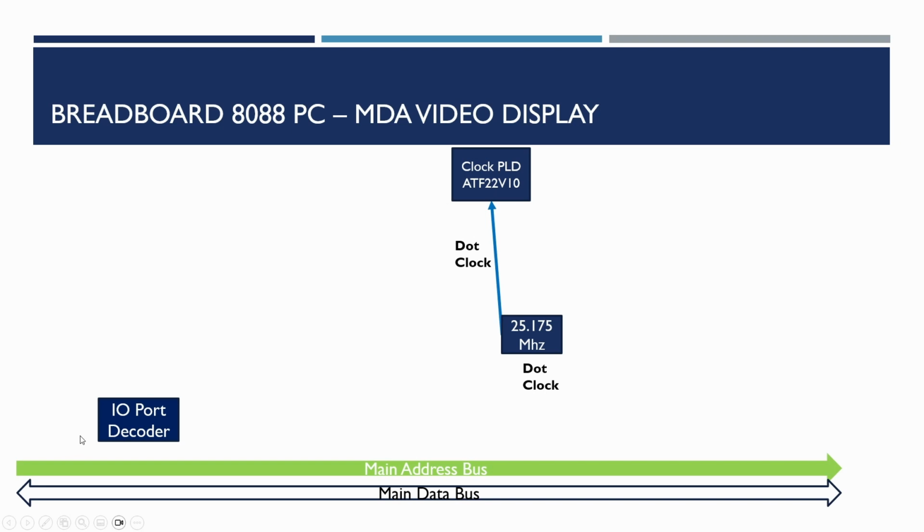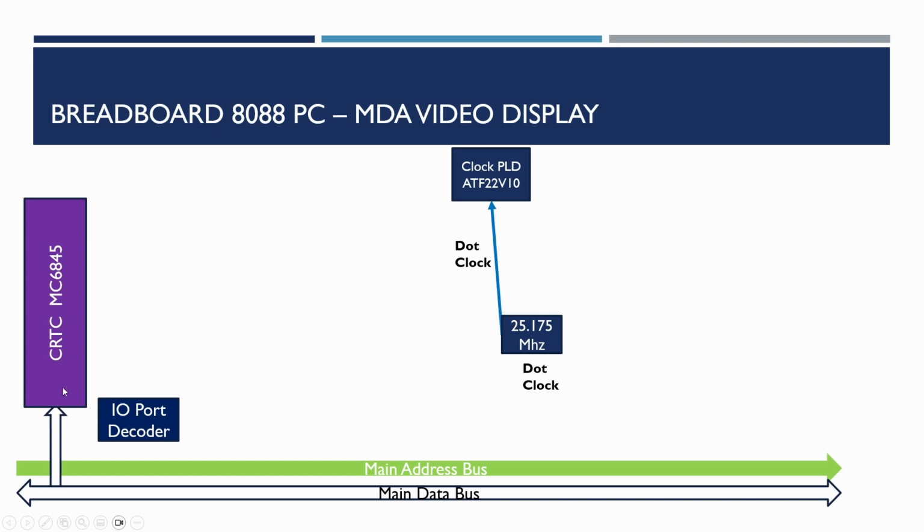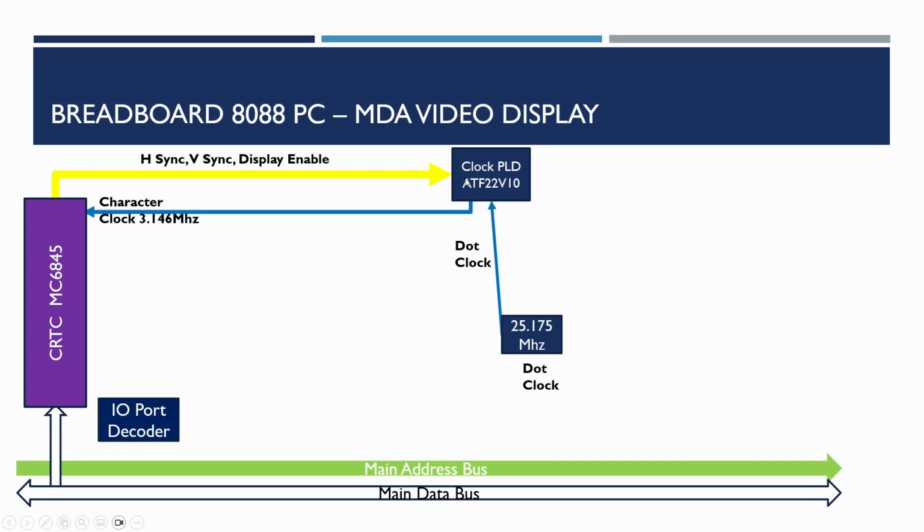So this is what we did last time. We had the IO port decoder and the clock PLD, which takes the 25 megahertz oscillator dot clock and divides it down. What we'll then be doing is adding the cathode ray tube controller. This will feed the horizontal sync, vertical sync and display enable signals further down the line. We'll drive this off a character clock, which is the dot clock divided by 8.